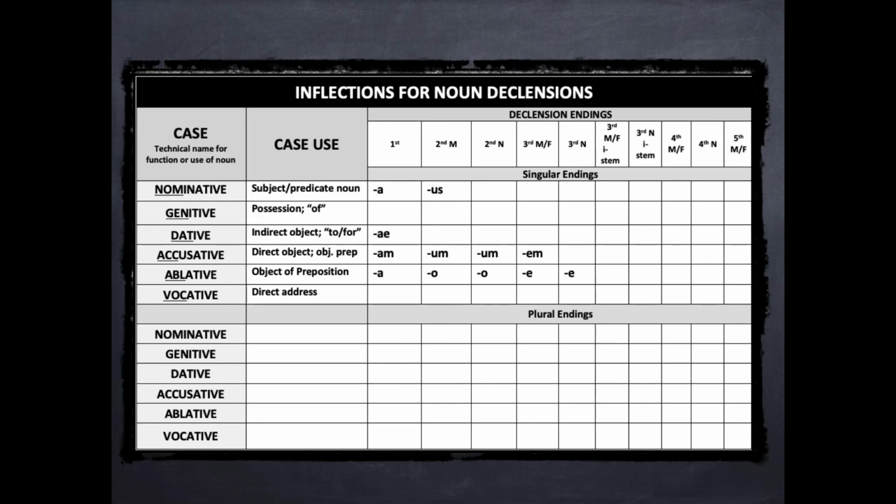Today, our lesson is focusing on prepositions and the objects of the preposition, which are written in the accusative or the ablative case, meaning they will end with the inflections that represent objects of prepositions, accusative or ablative, AM, EM, UM, or A, O, and E.